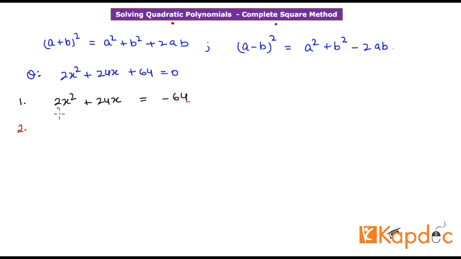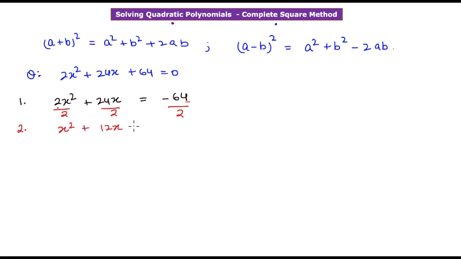So when you do that, what happens? You have to divide this by 2, you have to divide this by 2, and you have to divide the right hand side by 2 as well. So that leads to step number 2, that your new expression will be x square plus 12x is equal to negative 32.